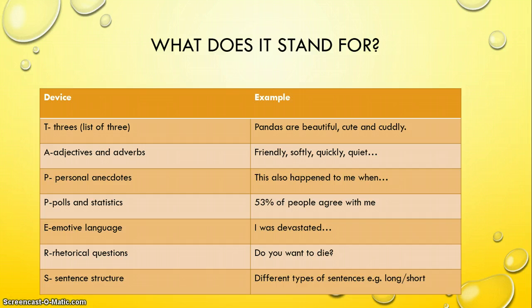Then the next P is for polls and statistics. Remember, you need to use obviously percentages, or one out of five people agree, or whatever else it might be. So that's also very useful to remember when writing to argue and persuade.